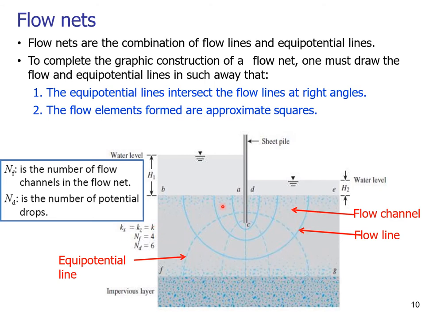And you can see the flow lines: this is one flow line, this is the second one, this is the third one, and the fourth one would be the impervious boundary. That would also be considered as a flow line. And you can see the dotted lines, these are the equipotential lines.